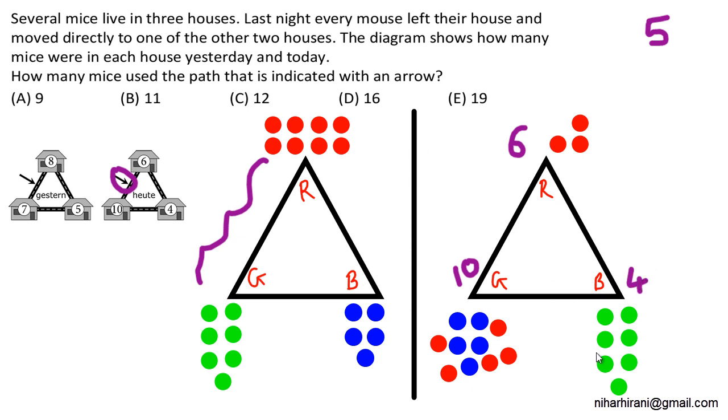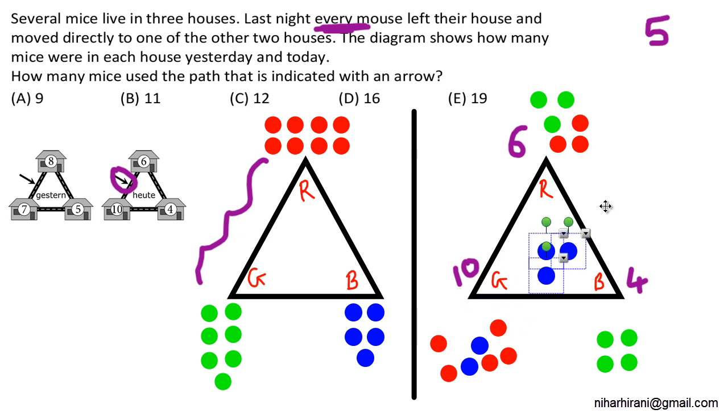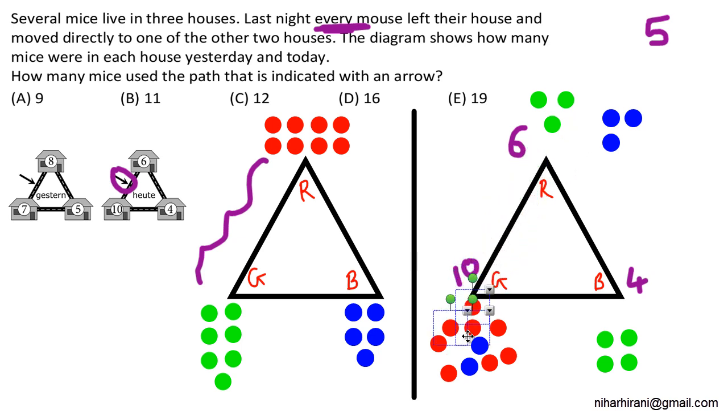So now I can take 3 green from here. 1, 2 and 3. So you can see now all the conditions are fulfilled. No. Why no? Because these 3 reds are over here and the question says every mouse must change their home. So in order to work on this, what I will do, I will move 3 blue from here and I will take them over here, and I will take these 3 red from here to over here.